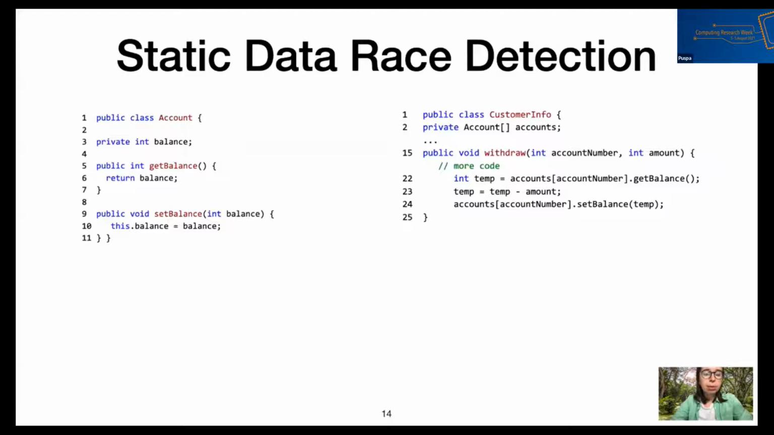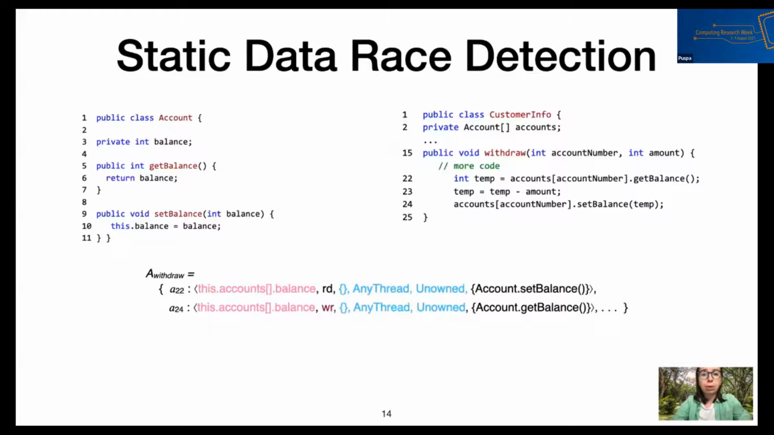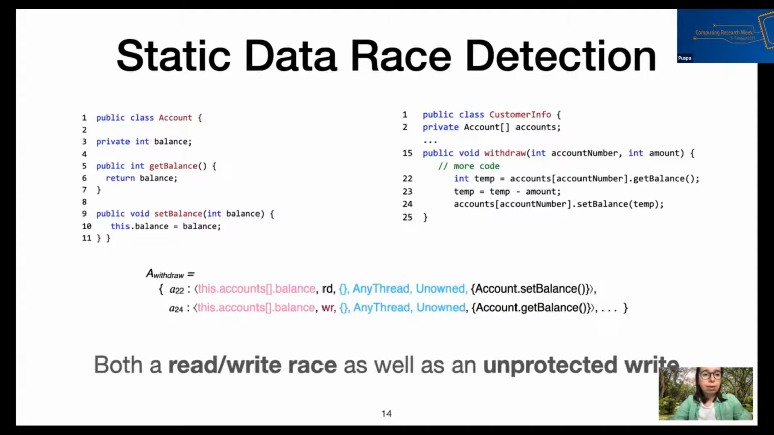In our running example, the withdraw method is summarized by a set of two accesses, where one corresponds to retrieving the balance by indirectly reading the value stored in the shared field of the account object, while the other is an indirect write access to the same field. These accesses contain sufficient information to point to both a data race between the access at line 22 and the one at line 24, as well as an unprotected write at line 24.